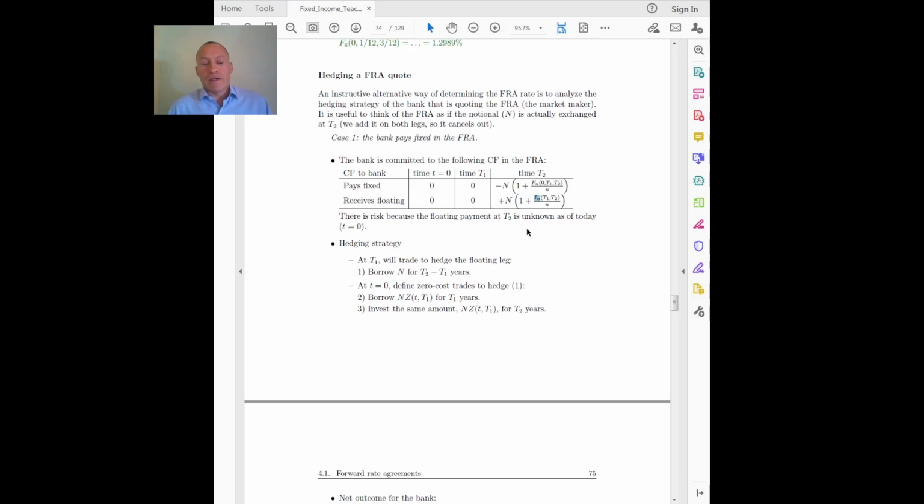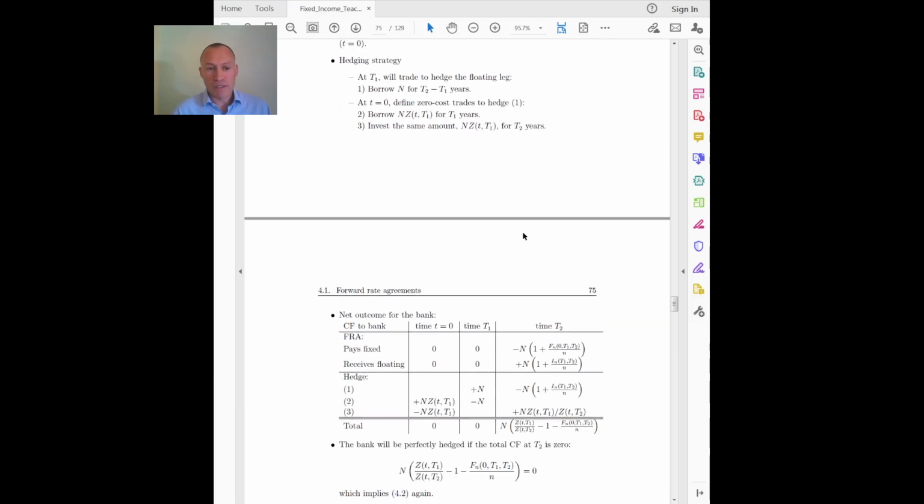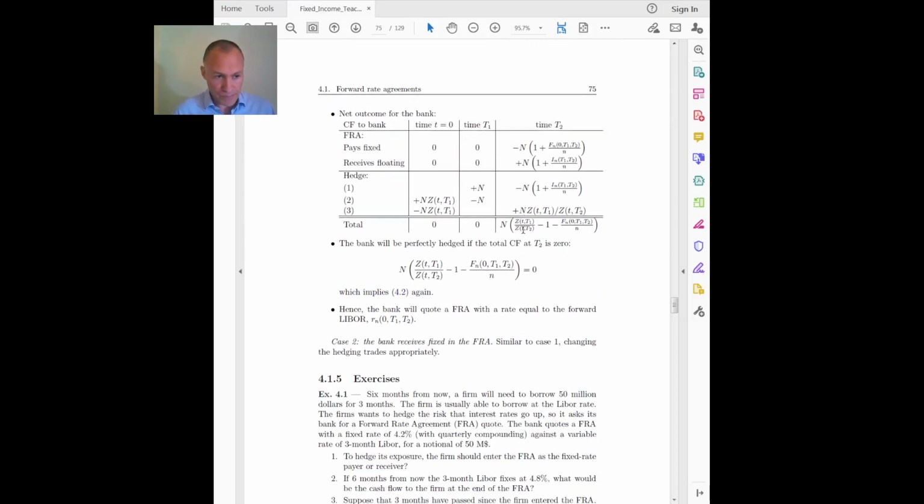So basically, the market maker does not like this situation because there is risk here in the sense that as of time zero today, I don't know what's going to be the value of this index, of this floating leg, and therefore, if I leave this contract unhedged, I may get to the end and either make or lose money. So that's not the goal of the market maker. He wants to do a hedging strategy on top of this to eliminate this uncertainty that comes from this value that is not known. All right.